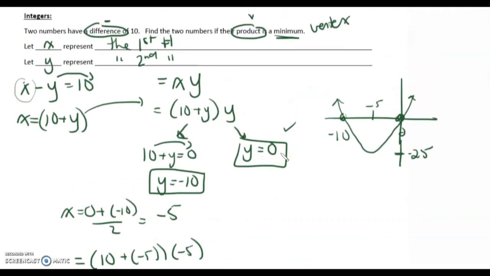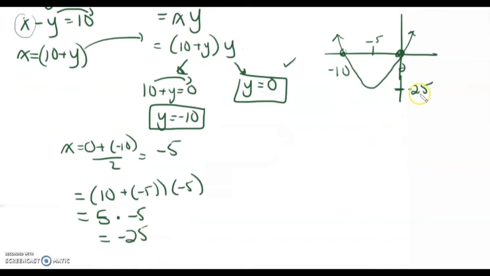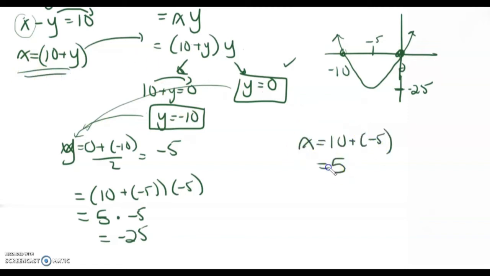Find the two numbers if the product is a minimum. So we have the minimum product, we need to find the other number. So we have x, which is the first number, is -5. Sorry, this is y, because these are both y's, right? So then we have to solve for x. So x equals 10 plus -5, which gives us 5.